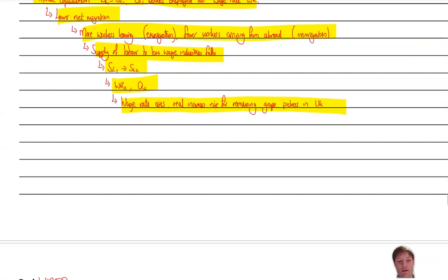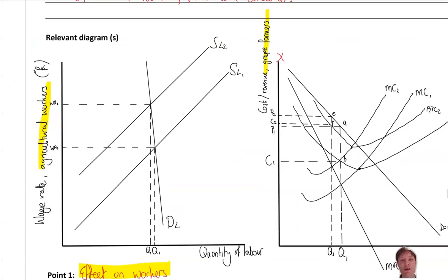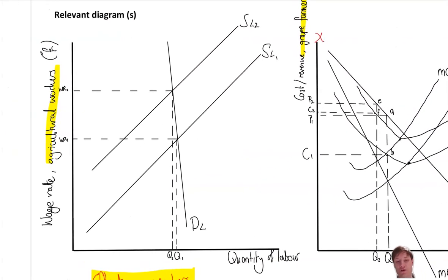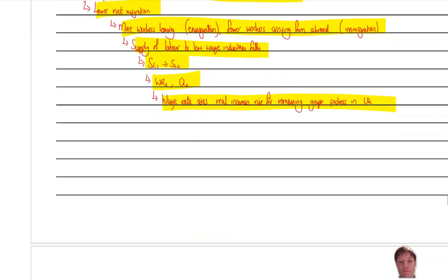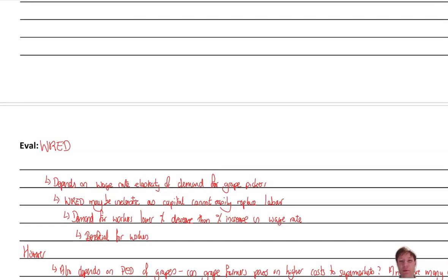Right, let's look at the evaluation. A very good evaluation to this is the wage rate elasticity of demand. You might have noticed that in my diagram I've drawn the demand for labour very inelastic. You might want to think about why that is. Think about that, pause and then come back. Right, well, we've got a few reasons as to why that might be.